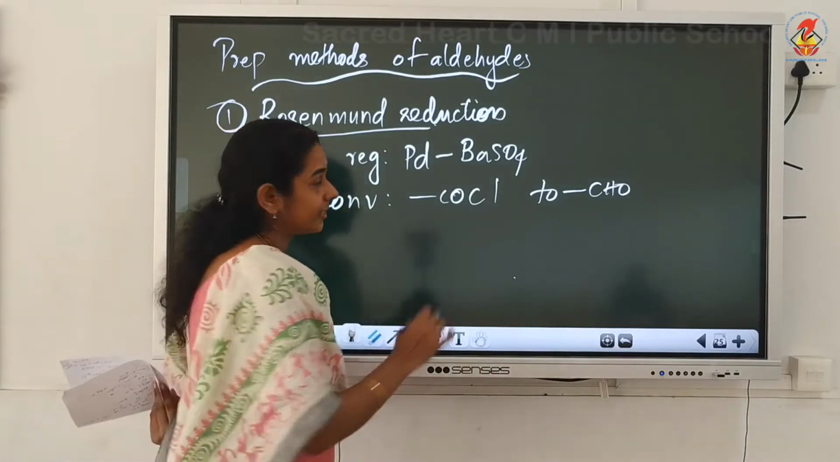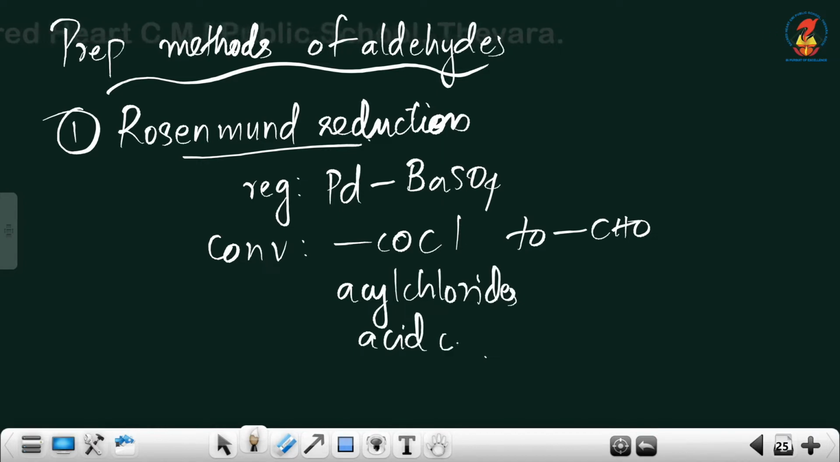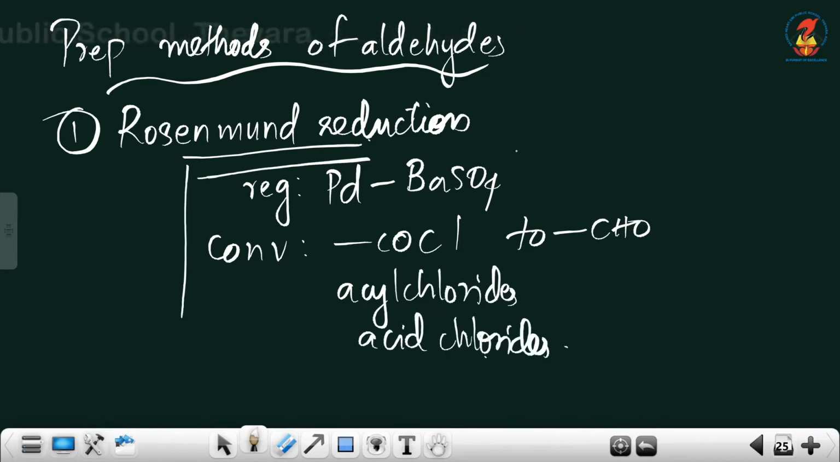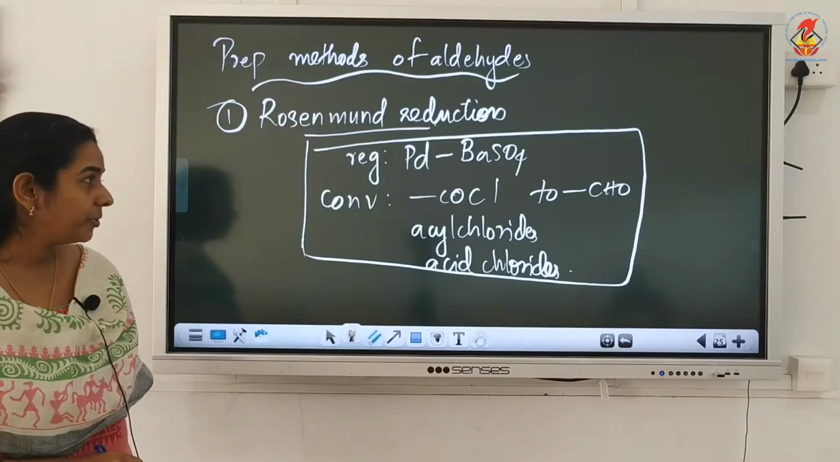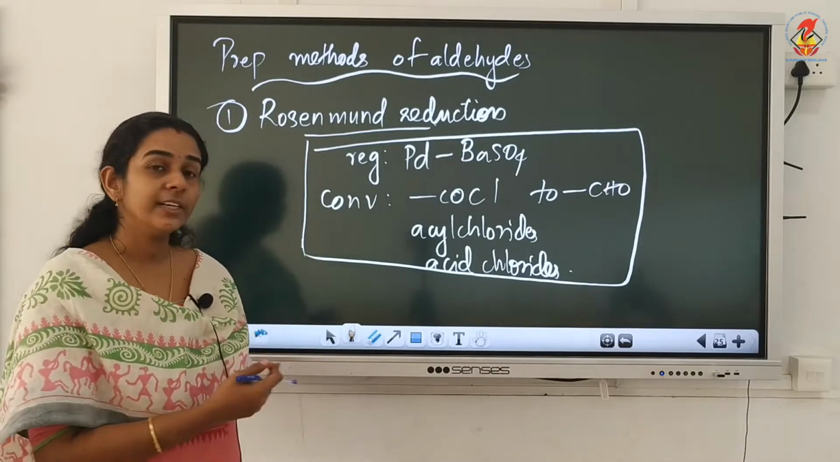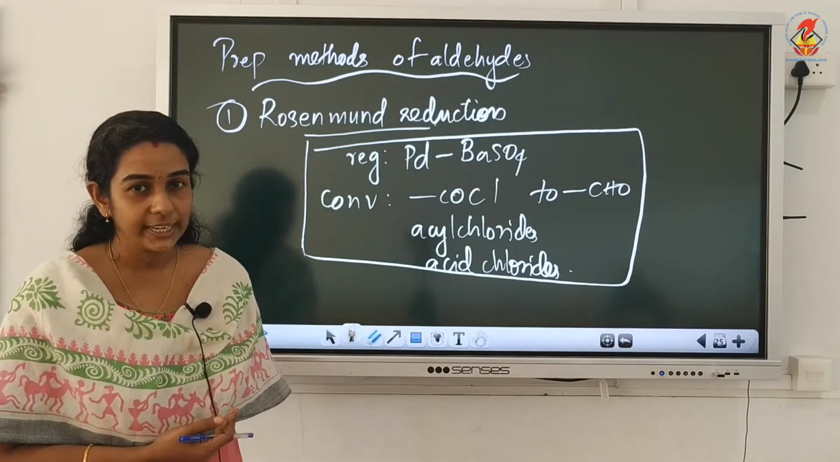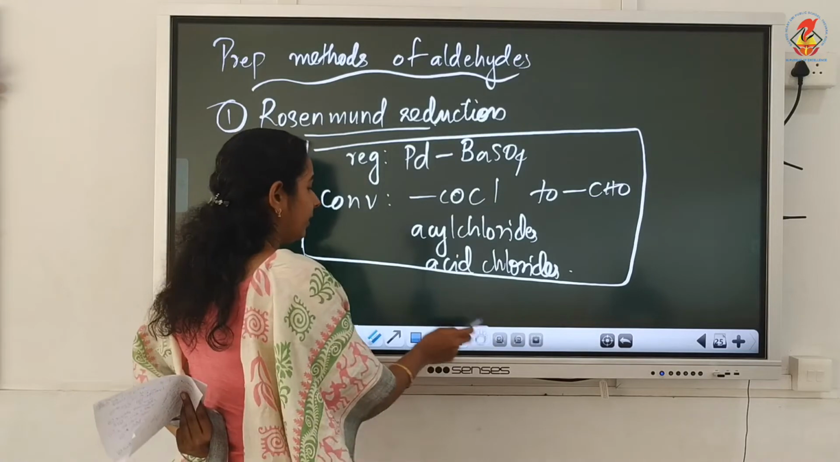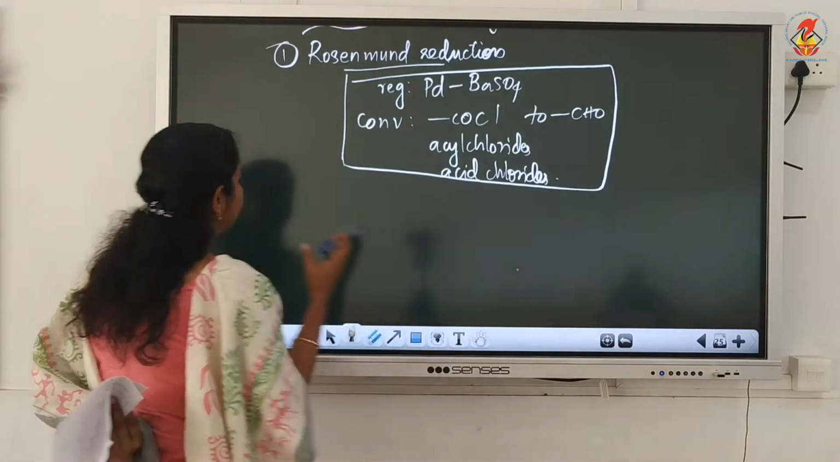What do you mean by conversion of COCl to CHO? COCl is known as what? Acyl chloride or acid chlorides. So, this is the first thing that you have to study regarding Rosenmund reduction. The reagent is palladium on barium sulfate and it is the conversion of acid chlorides or acyl chlorides, that is COCl to CHO. We will see one example.